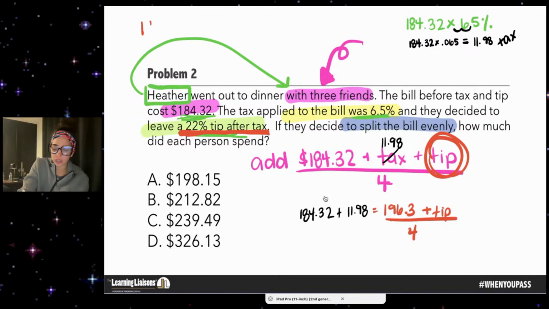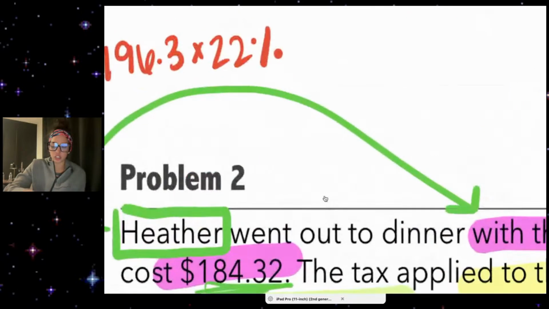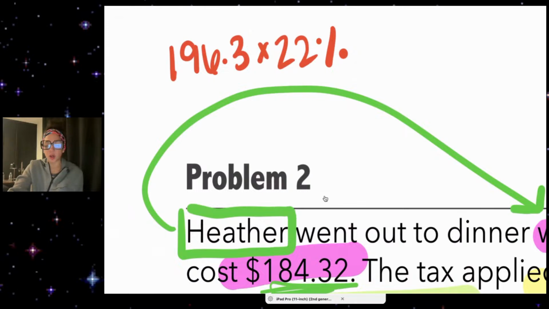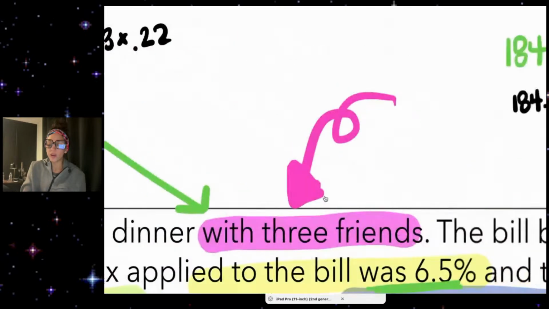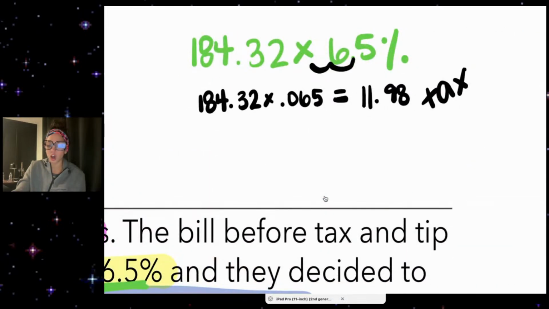Multiply 196.3 times 22%. Good. But I need to transition this percentage into a decimal. I have an imaginary decimal right here. So if there is no decimal embedded into your percent, you put an imaginary one at the end and then you hop it. 1, 2. So that equals 196.3 times 0.22. Whereas in this example, the decimal was already here. And so when I hopped it, I didn't have to plop a decimal here.